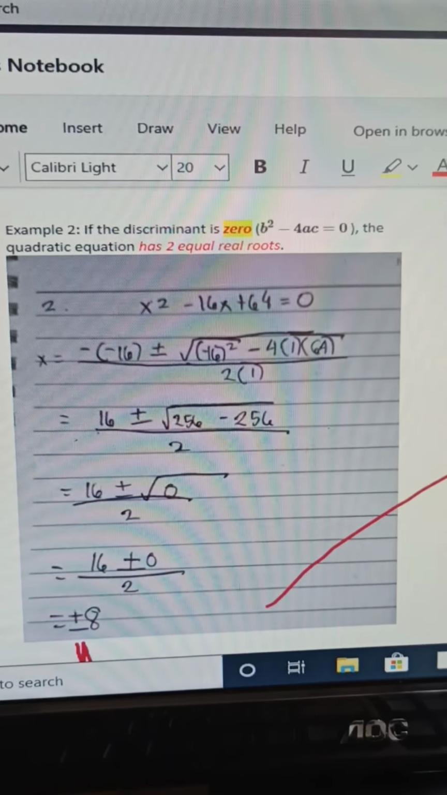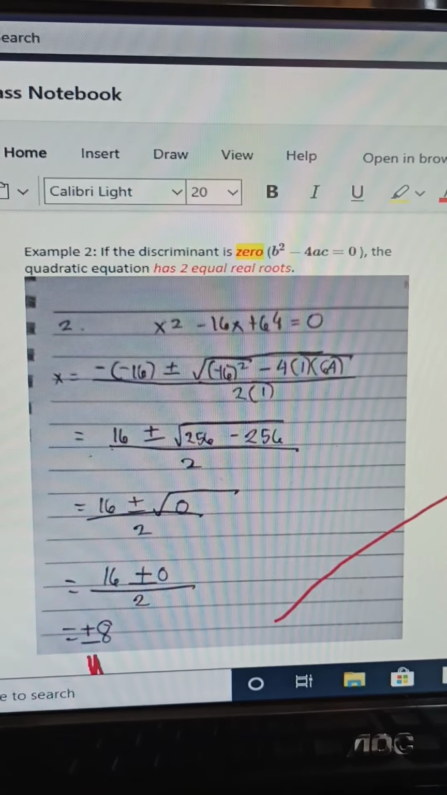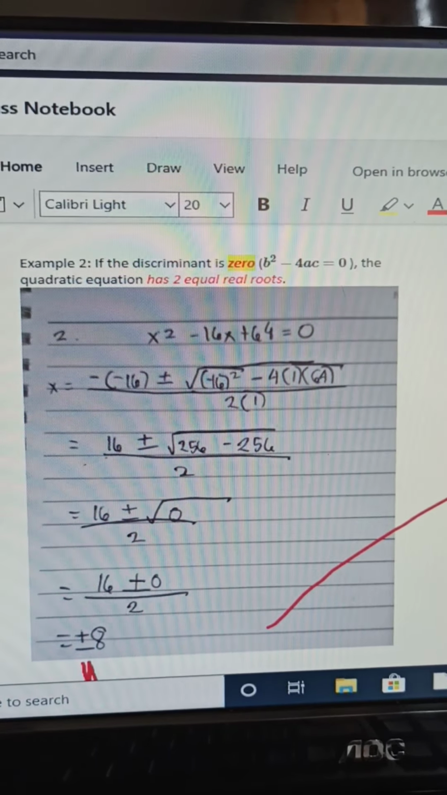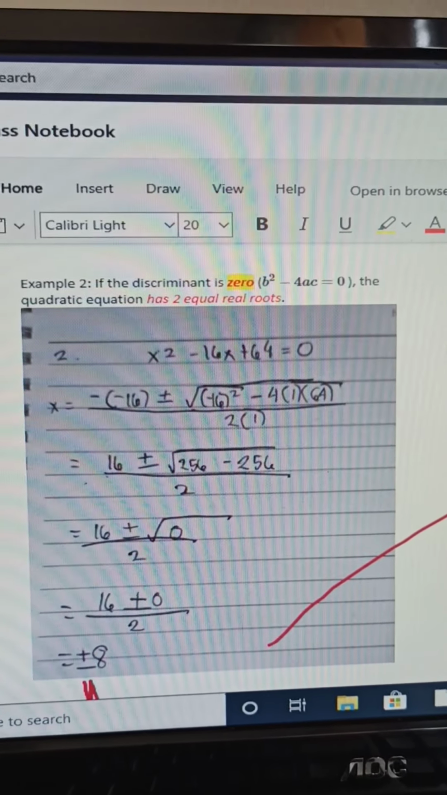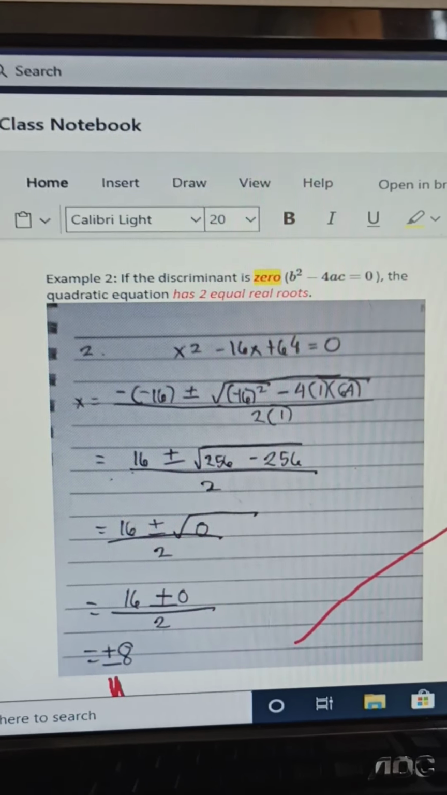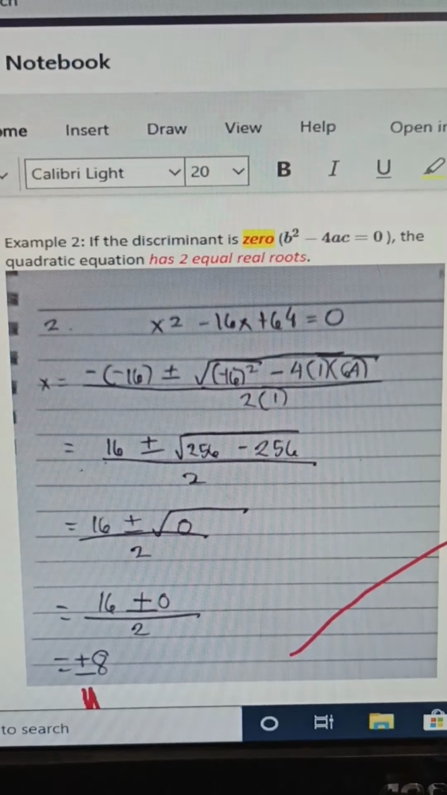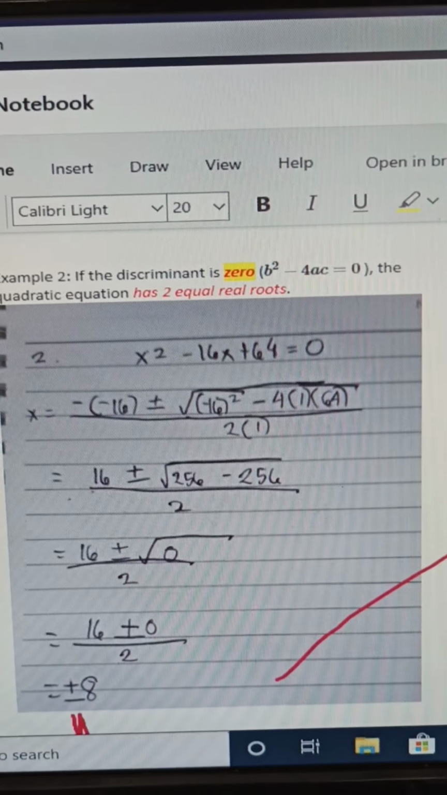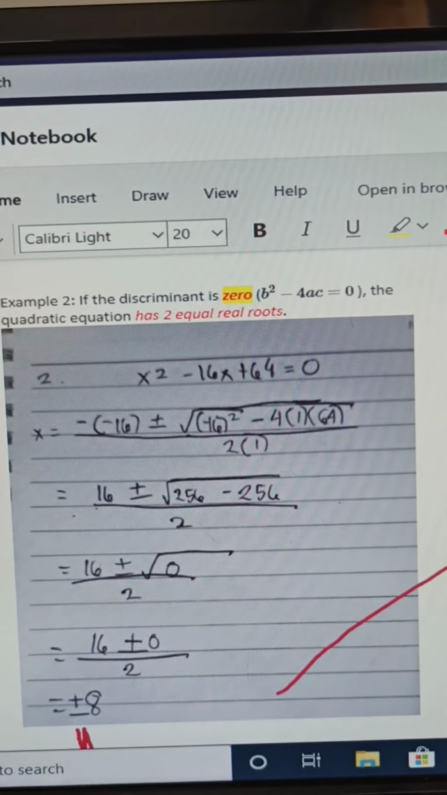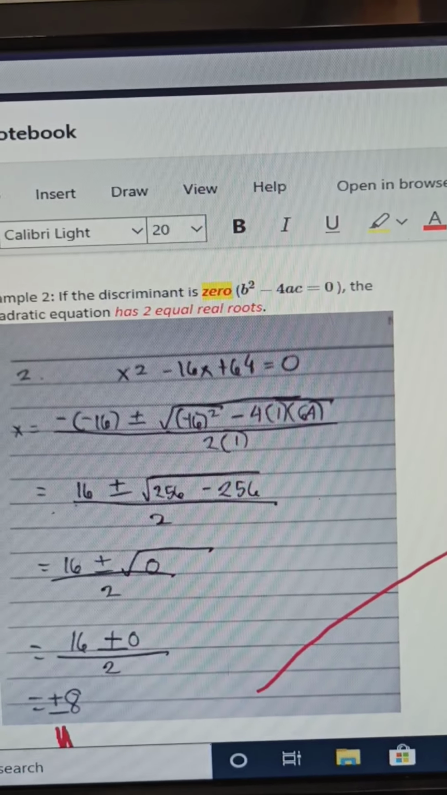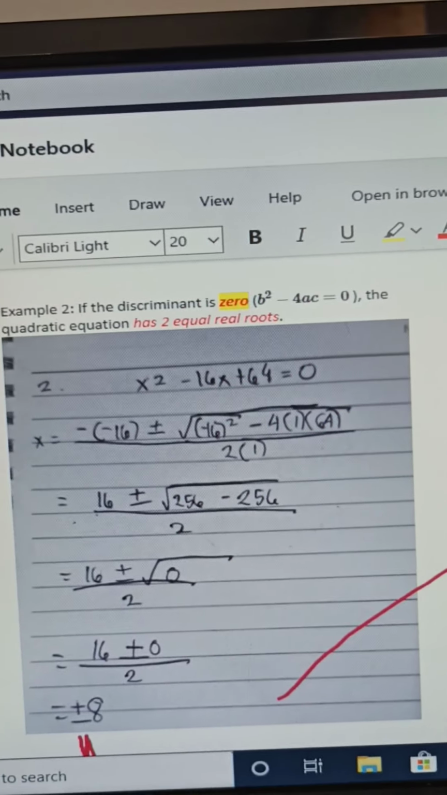So we are now here in our second example. If the discriminant b squared minus 4ac equals 0, the quadratic equation has two equal real roots. So our equation is x squared minus 16x plus 64 equals 0. So we are going to use the formula.